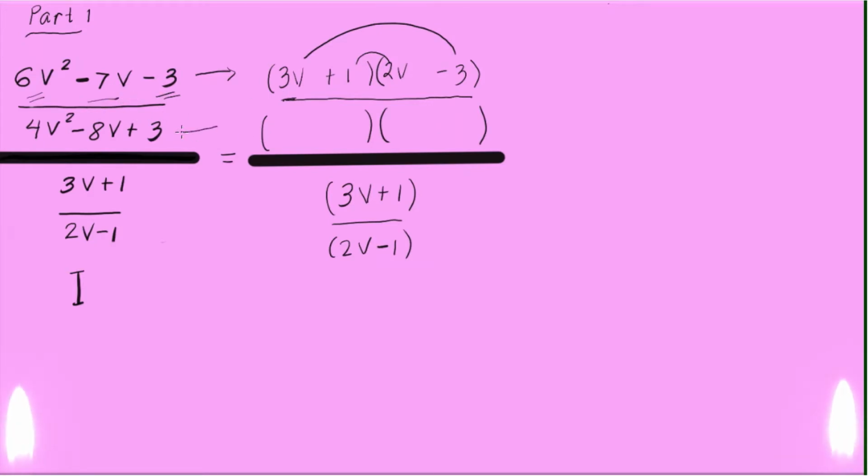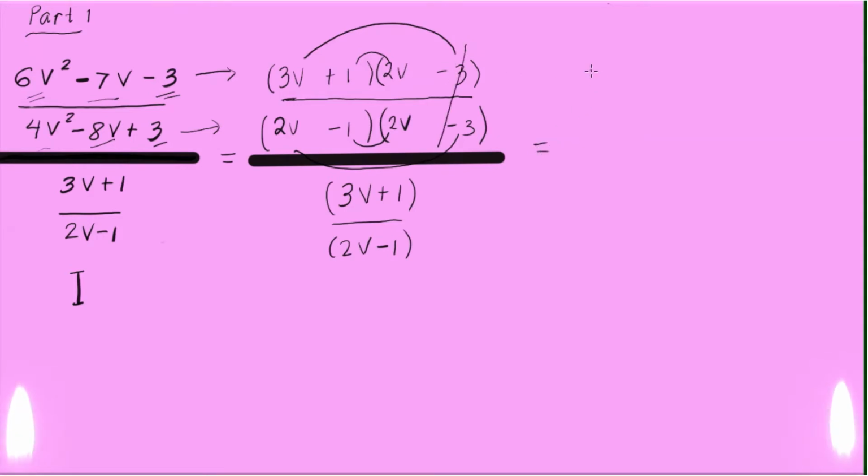Now, let's factor the second quadratic trinomial. For 4v squared, the factors are 2v times 2v. And then for the positive 3, the factors are negative 1 times negative 3. Now, negative 1 times 2v is negative 2v, and negative 3 times 2v is negative 6v. Negative 6v and negative 2v will give us the middle term, negative 8v. Note that 2v minus 3 is a common factor, so we can cancel it out.